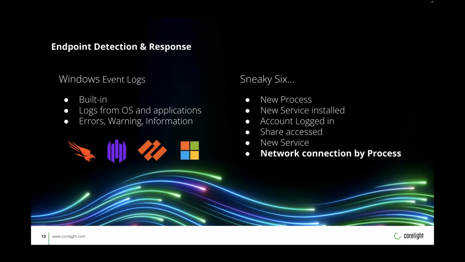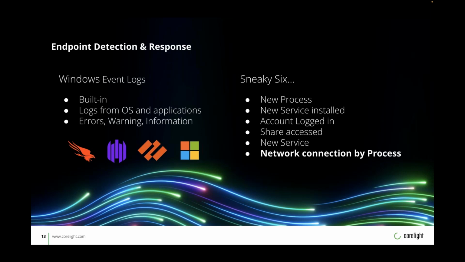So when we talk about endpoint detection and response, there's obviously a number of different aspects to that, and you can see there the logos for the well-known endpoints that we see out there. But there's other ways of doing it. You can take the Windows event logs. There's a ton of information in there, and in essence, that's often where the endpoints are pulling from anyway. They're built in. You get logs from both the operating system and applications, and then you get the different levels. We get errors, warnings, and information.